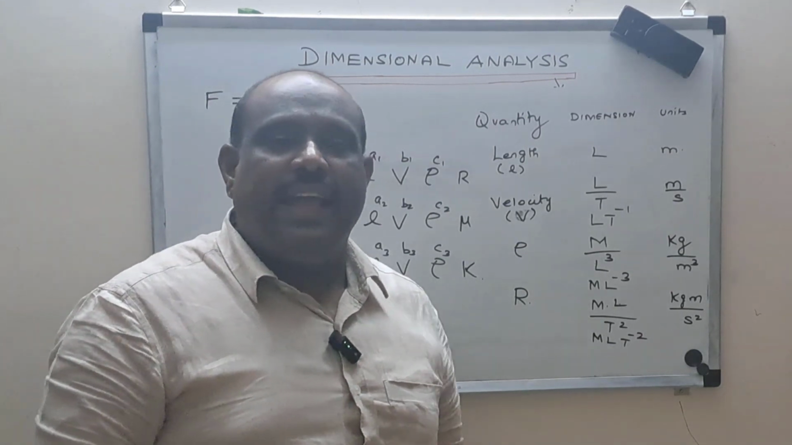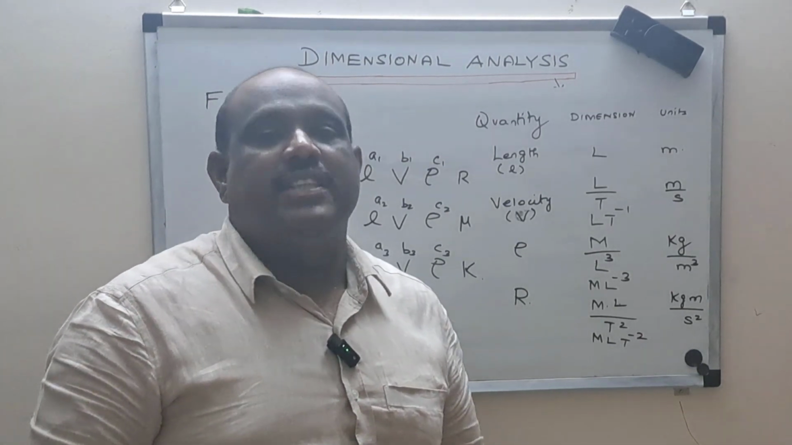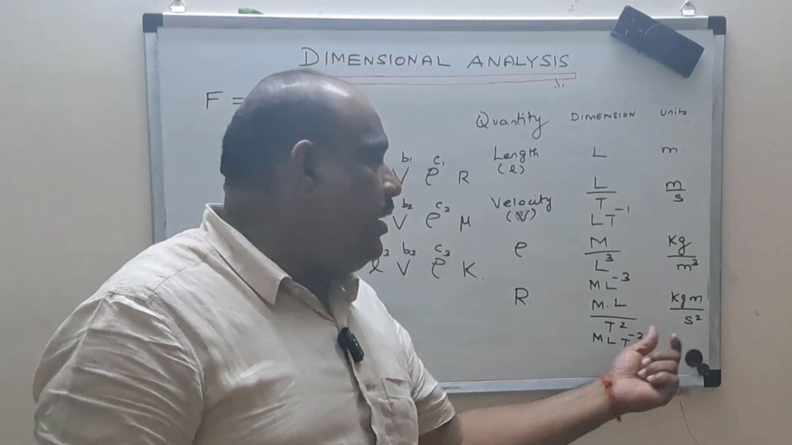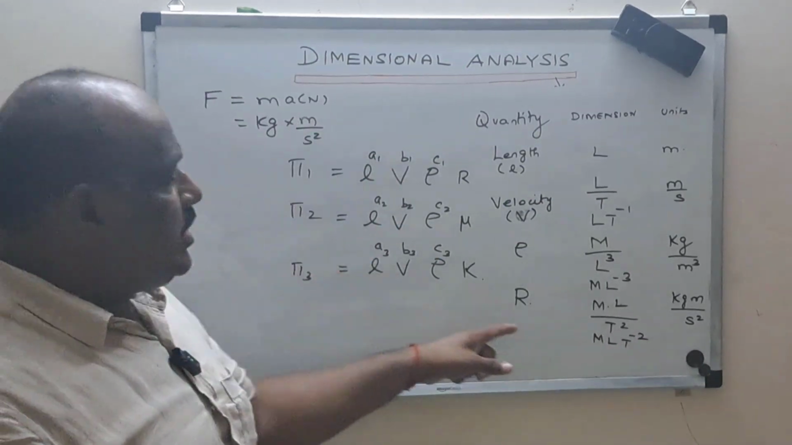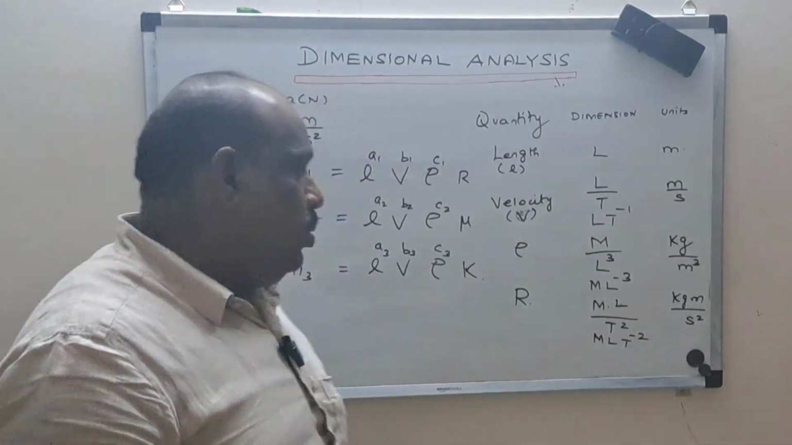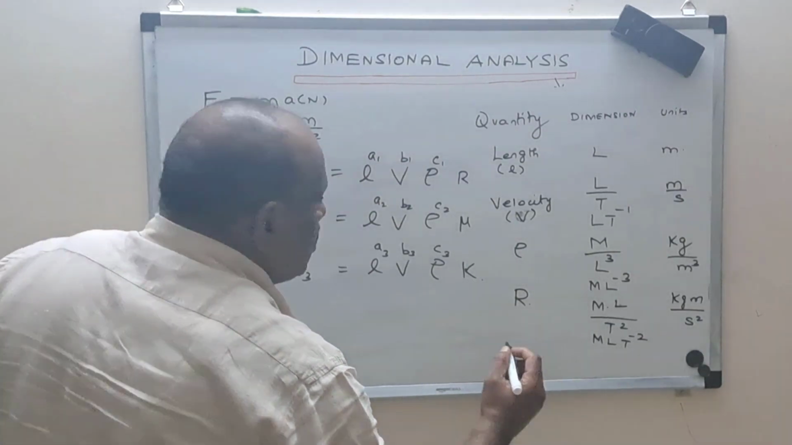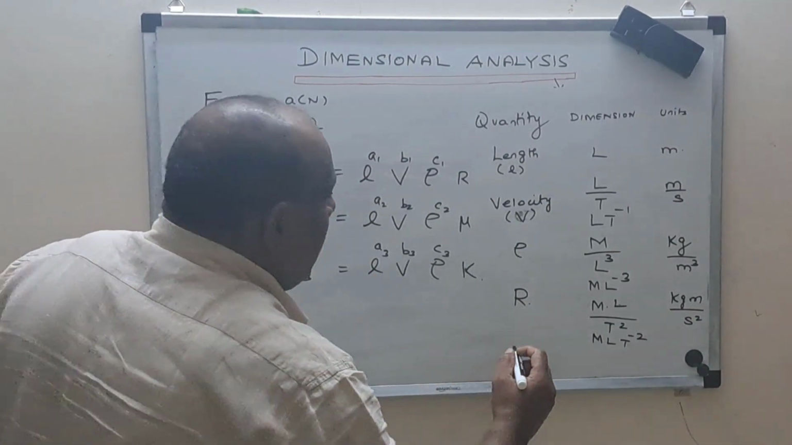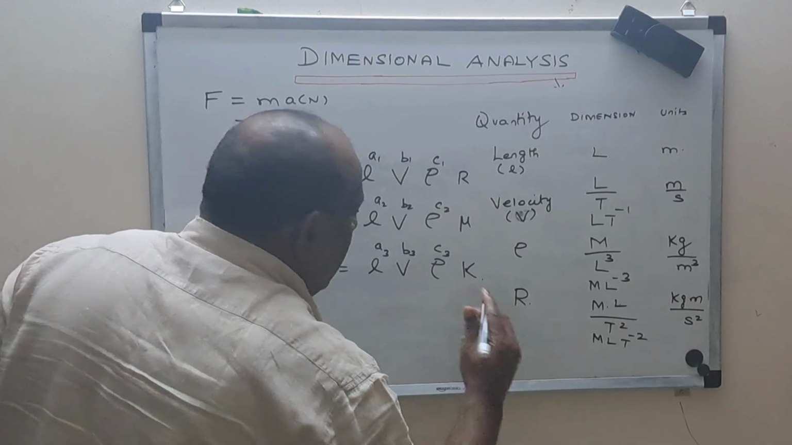I hope you got it. How we arrived at the dimension of the resistance force: Newton is kg meter per second squared, so it's M L T power minus 2. Coming to the last one, before going to the last one, we will have mu also. So we have two more.